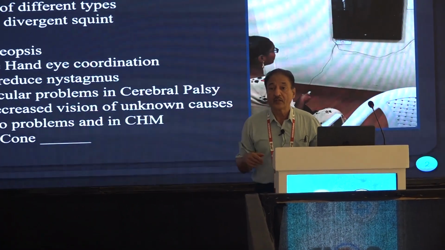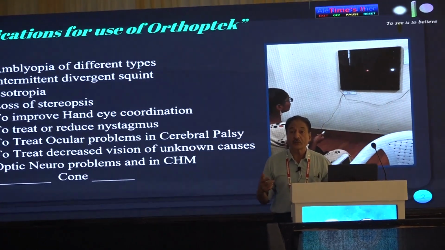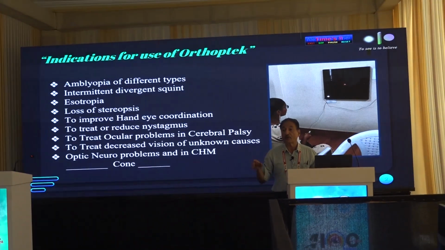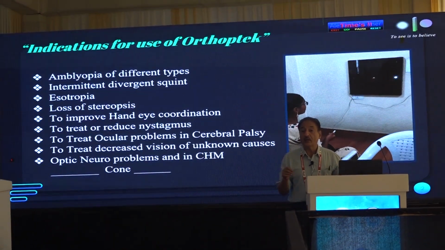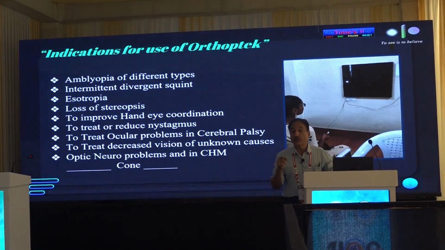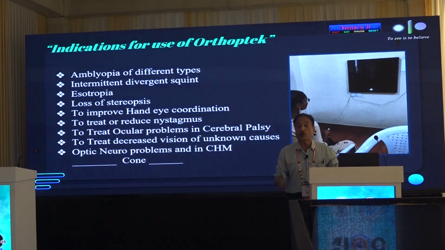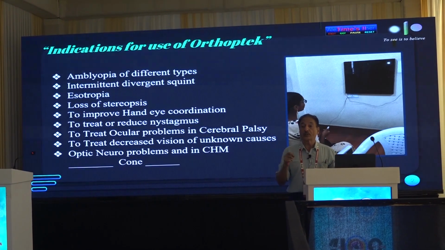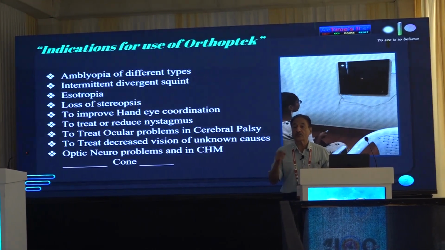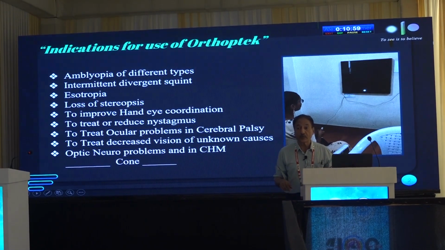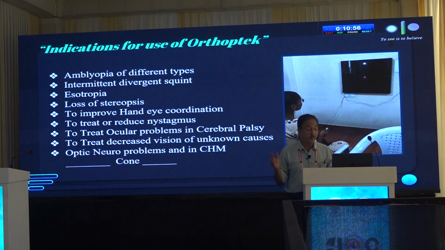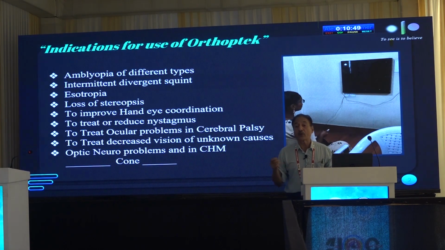It's useful in the treatment of intermittent divergent squint. Yes, 100% I am confident that it works in intermittent divergent squint, because in intermittent divergent squint, the problem is in the attention center in the parietal lobe, and the stimulation of the magnocellular cells stimulates the attention center in the parietal lobe. It's useful in exotropia, which you saw already. It's useful when the stereopsis is lost due to any other reasons, and it is useful to improve hand-eye coordination.